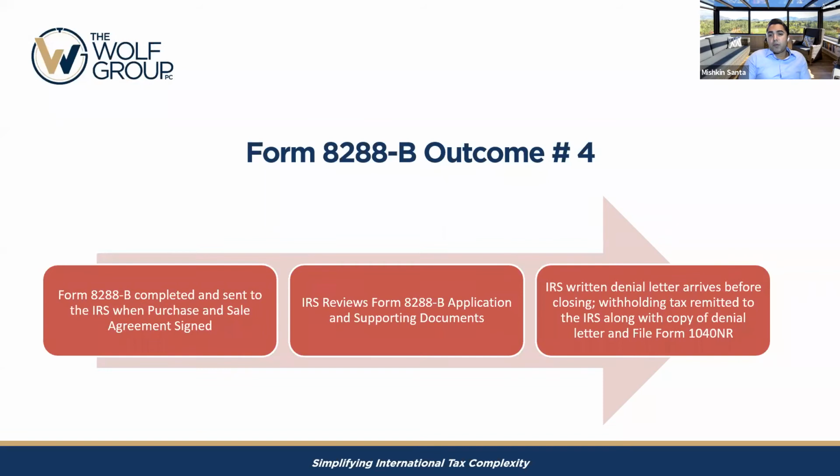And then outcome number 4, which is the worst of all scenarios, is that a denial letter comes through. And if a denial letter comes through, then the tax needs to be remitted to the IRS with the forms 8288 and 8288A, and most importantly, a copy of the denial letter must go along with those forms so that there are no penalties or interest for the buyer. And I think a lot of folks miss that.